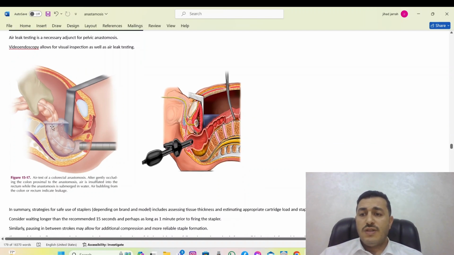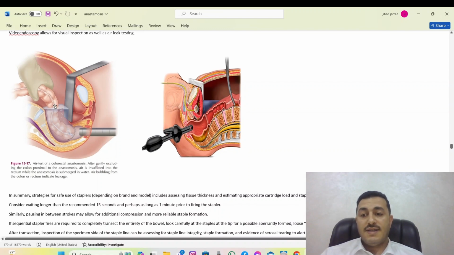Actually, this is water, and we close the proximal limb by our hand, or if we use the laparoscopic technique, with an instrument, and we inflate. We immerse the field with water and inflate, and any leak will cause bubbles. Or, endoscopically, we can use endoscopy to examine the staple line.